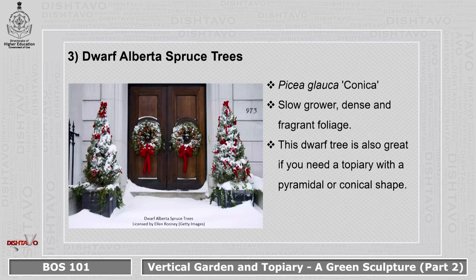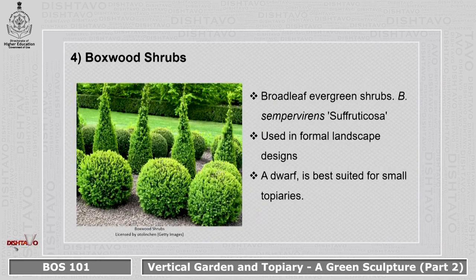The third one is dwarf Alberta spruce trees. This is called Picea glauca, commonly called conica. This is a slow grower, but it comes out in a dense form. And the specialty of these spruce trees is that they have fragrant foliage. So if you need a nice fragrance in the garden, these are the best plants to grow. It is a dwarf tree, and you can use it as a topiary, especially if you need a conical or pyramidal shape, because naturally it grows in a pyramidal or conical shape.